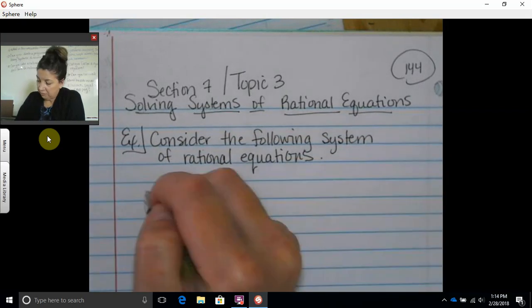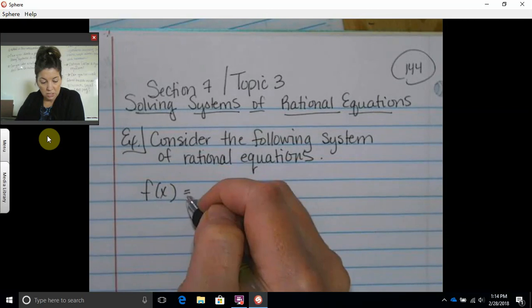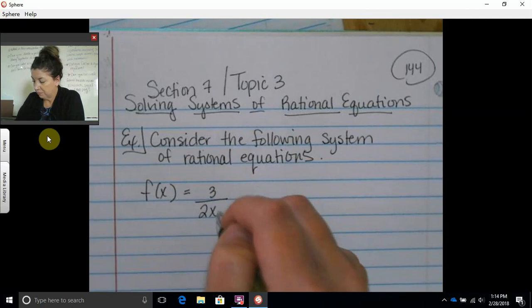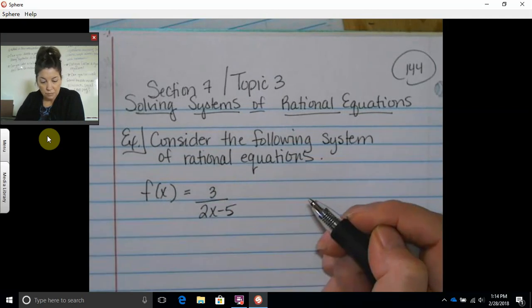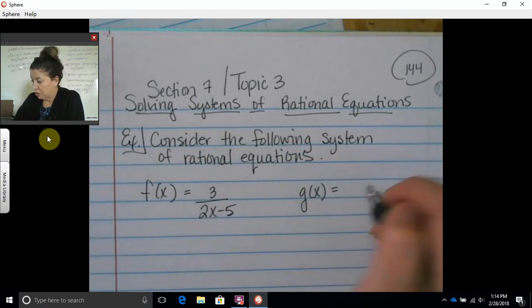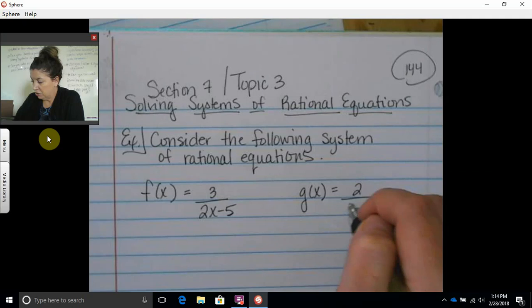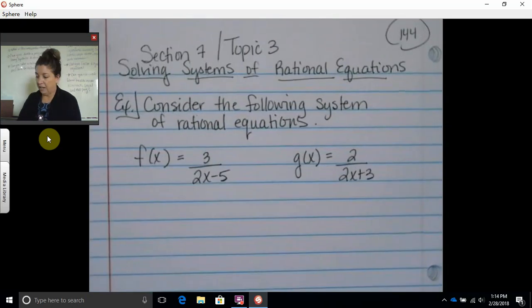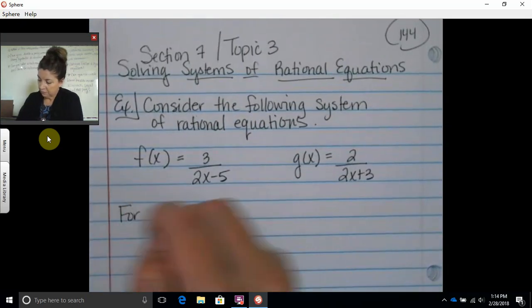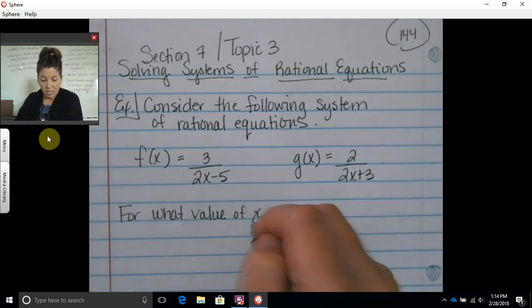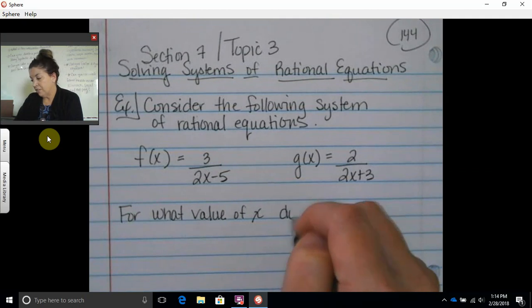I have f of x equals 3 divided by the quantity of 2x minus 5. And I have g of x equals 2 divided by the quantity of 2x plus 3. And the directions say, for what value of x does f of x equal g of x?